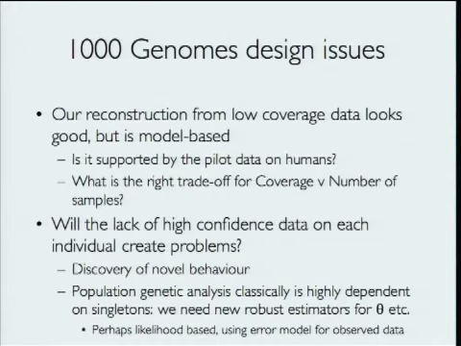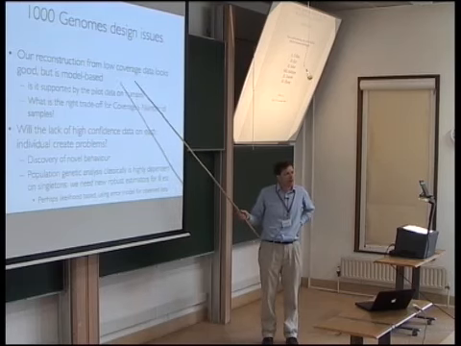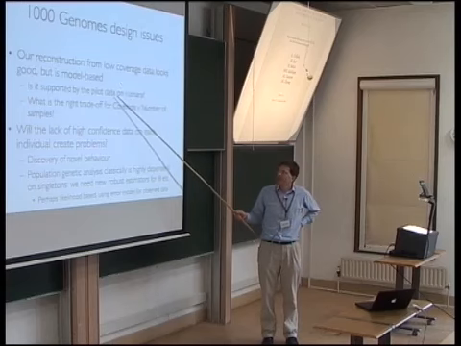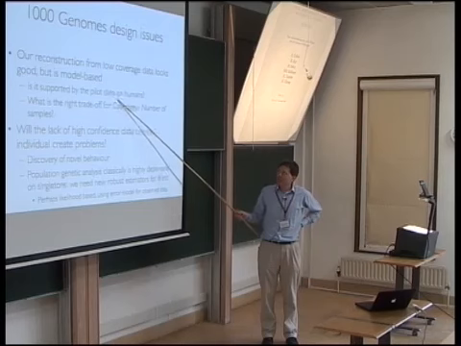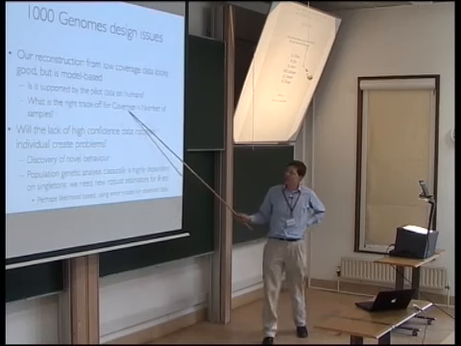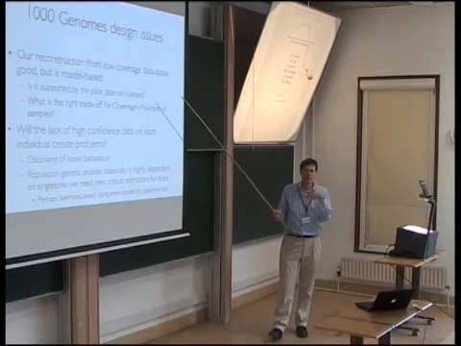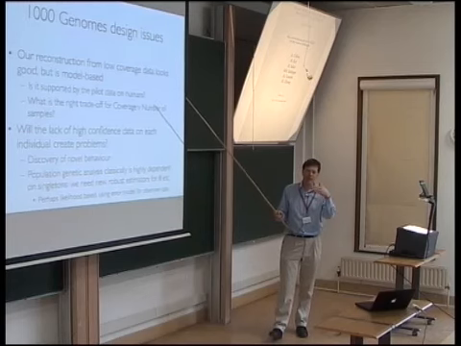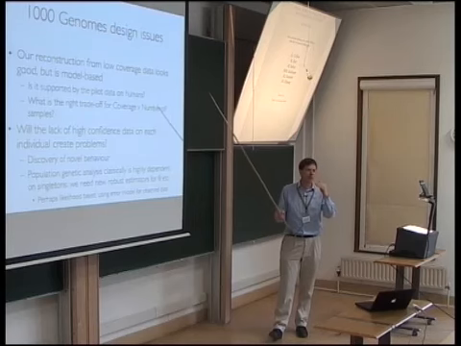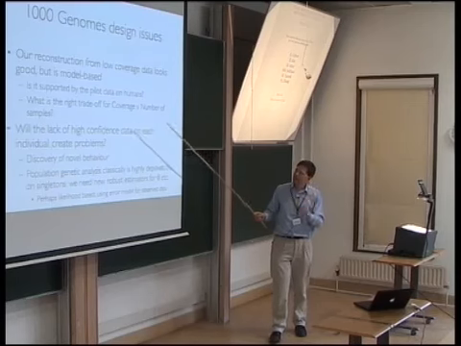And there are some open issues. Our reconstruction from low coverage data looks good, but it's model based. And a key question is: is it supported by the pilot data on humans? In particular, what's the right trade-off for coverage versus number of samples, in that discussion that I gave? I was looking before at about 1-fold coverage, but is it better to go 1-fold coverage on 1,000 or 2-fold on 500 or whatever?